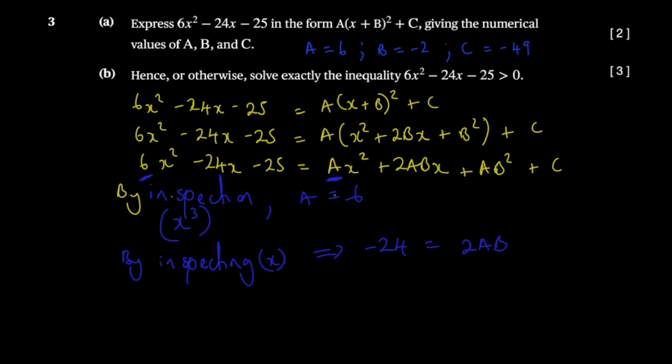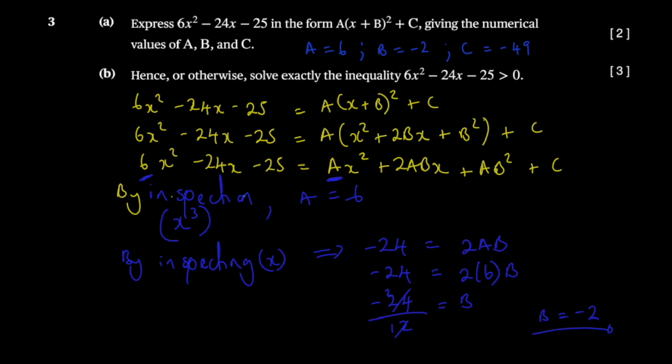So here your a is already given, it's 6, so you're going to say negative 24 equal to 2 times 6 times b. So b is equal to negative 24 over 12, like this. So you actually get b as negative 2. So b equals negative 2, which is good for us. And then c, obviously you have to find c from equating.